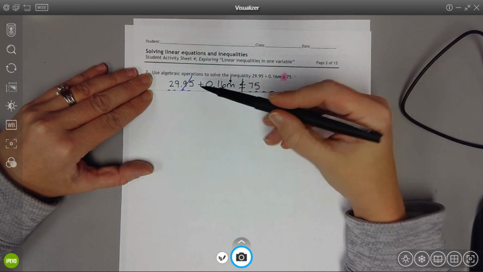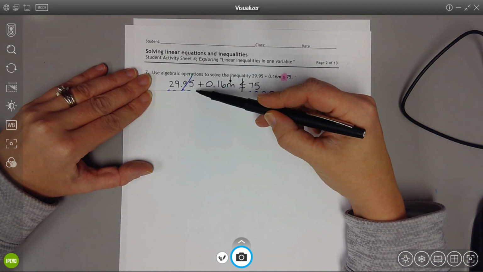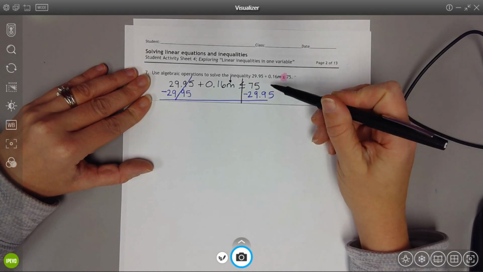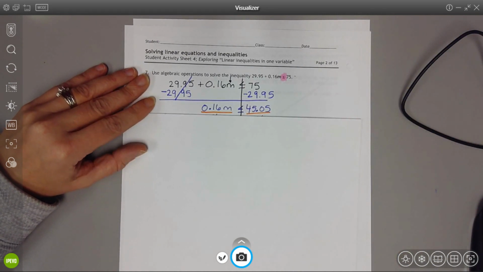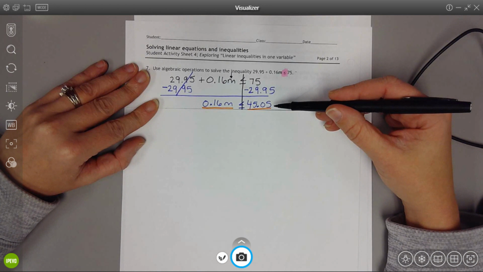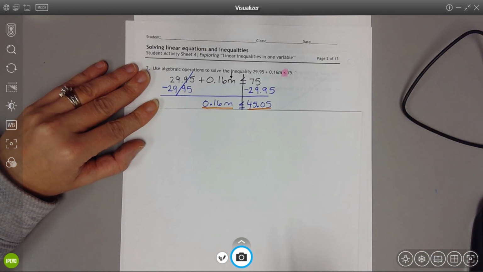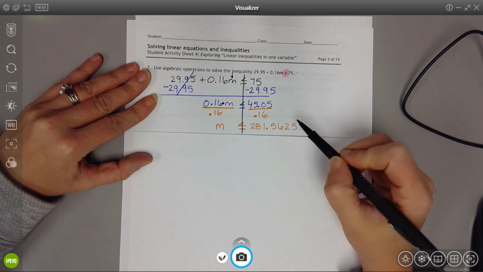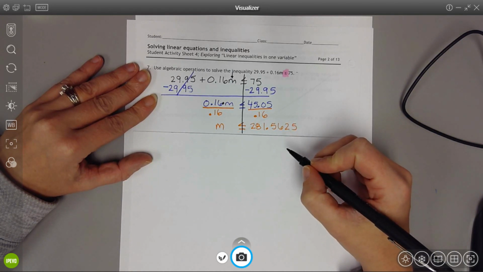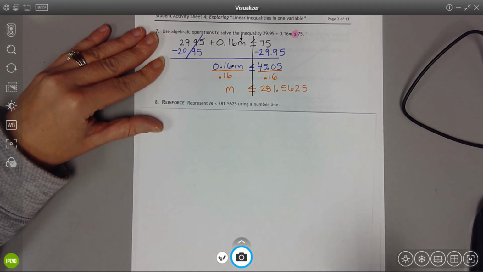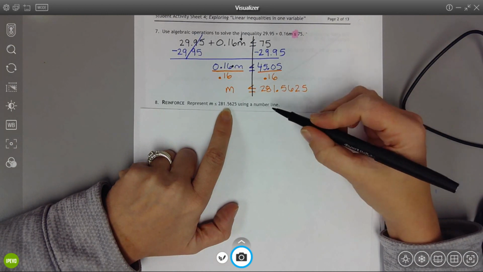So first thing we do, get rid of the addition subtraction. It's a positive 29.95. So we're going to subtract it on both sides. Okay, these are like terms, so we can go ahead and do that. And when I do that, I'm left with 0.16m is less than or equal to $45.05. We need to separate that 0.16 from the m, so we're going to divide by 0.16 on both sides of that. And I'm left with one single m is less than or equal to 281.5625.